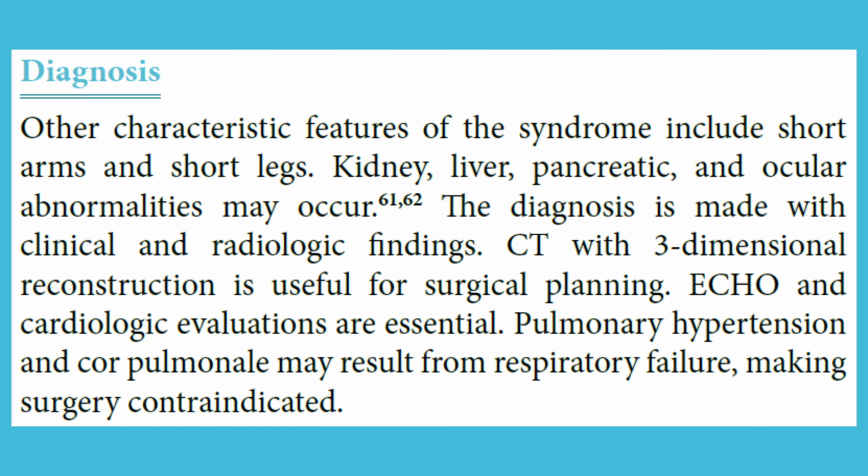Diagnosis: other characteristic features of the syndrome include short arms and short legs. Kidney, liver, pancreatic, and ocular abnormalities may occur. The diagnosis is made with clinical and radiologic findings. CT with 3-dimensional reconstruction is useful for surgical planning. Echo and cardiologic evaluations are essential. Pulmonary hypertension and cor pulmonale may result from respiratory failure, making surgery contraindicated.